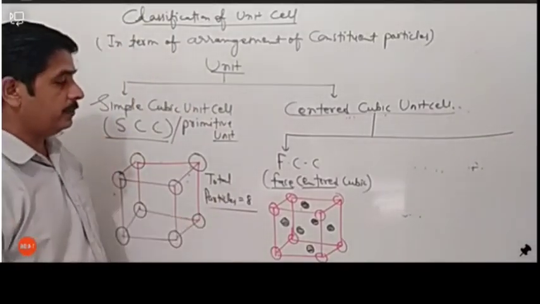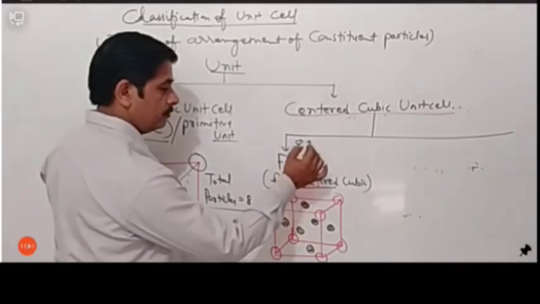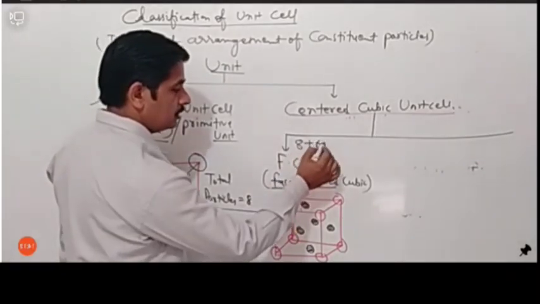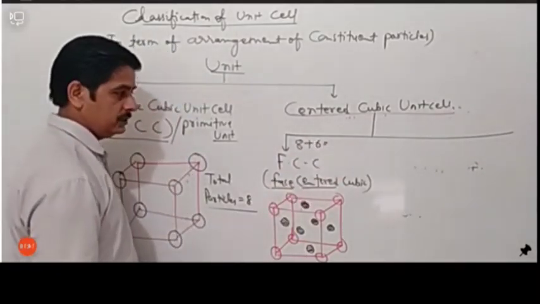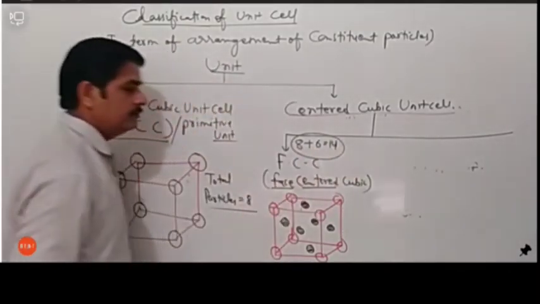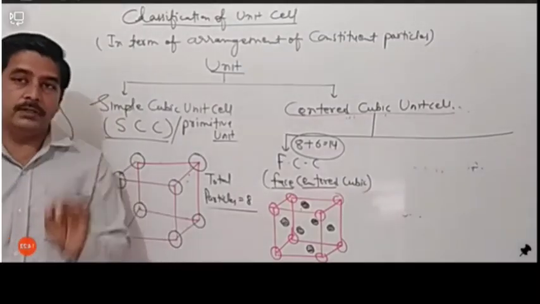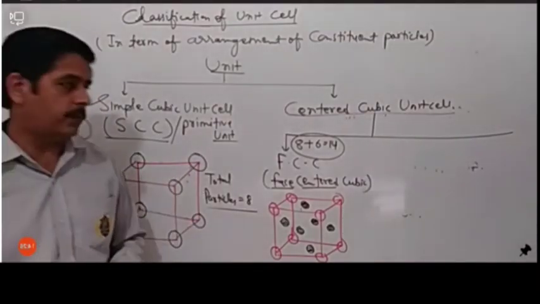So how many total particles are there? There will be 8 at the corner plus 6 at the center of faces. So there will be 14 particles in FCC. In FCC there will be 14 particles. So in total there will be 14 particles. So remember this name and the number of particles.